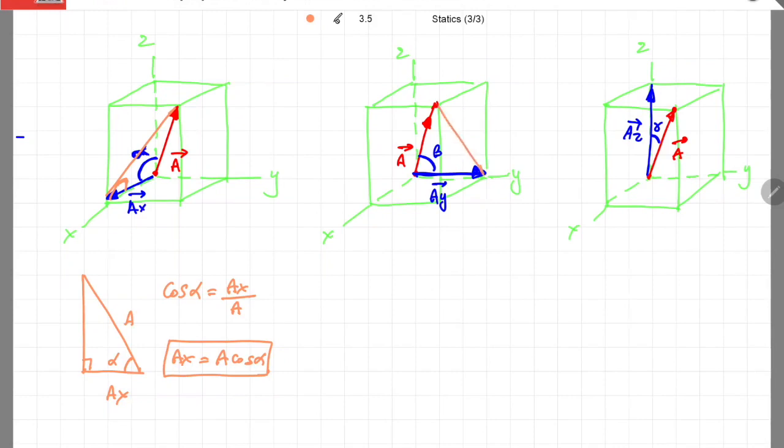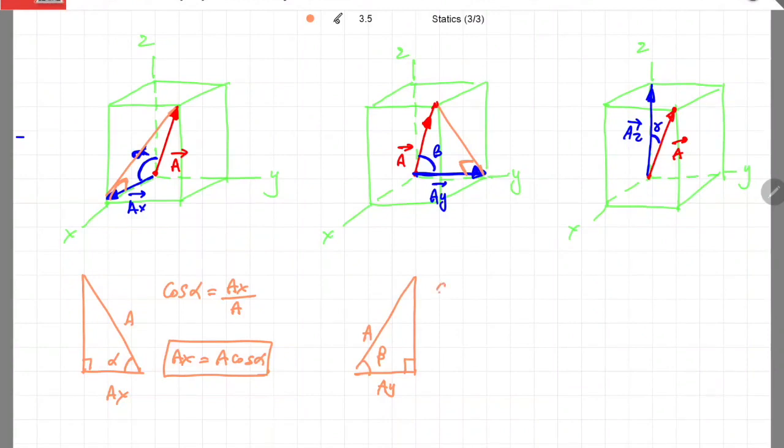You draw a line connecting vector A and vector AY, and then we know this would be 90 degrees. If we project this triangle into two-dimensional view, this is how our triangle would look. The length over here would be AY, and the magnitude of the length over here would be A, and our beta would be over here.